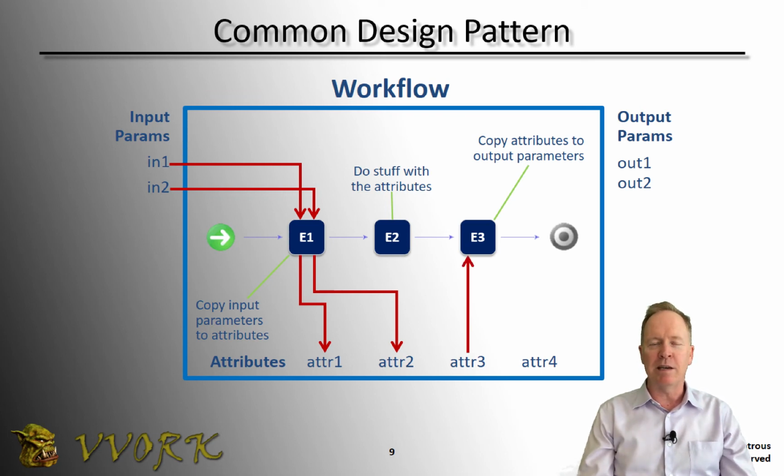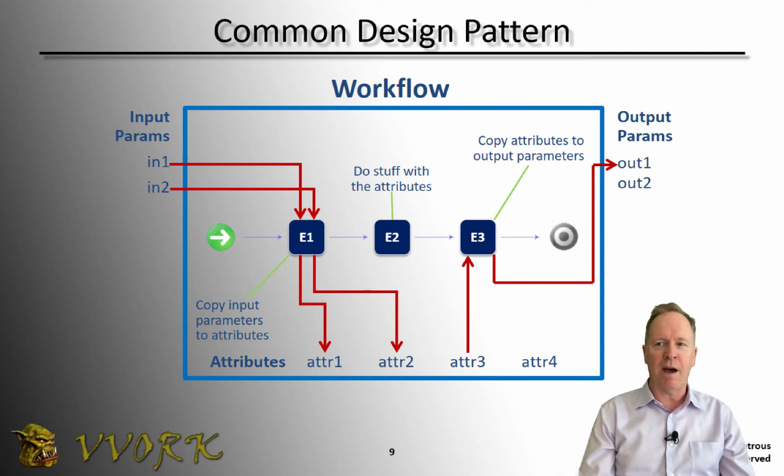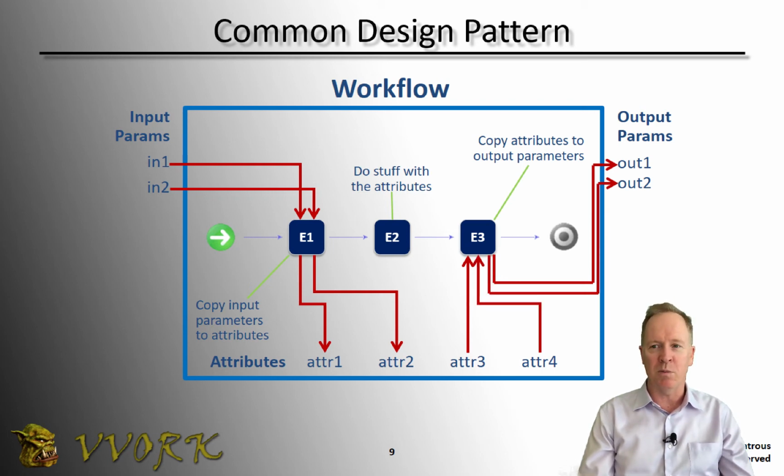So same sort of deal again. If you have some value in attribute 3 that you've been messing around with in this workflow and you need to make certain that whoever or whatever is calling your workflow can see that value, you can't pass out the attribute, but what you could do is set up a binding to an output parameter, and then within schema element E3 at the end of your workflow, you could just simply copy the attribute value to an output parameter. And again, maybe you do that with one attribute, maybe you do it with multiple attributes.